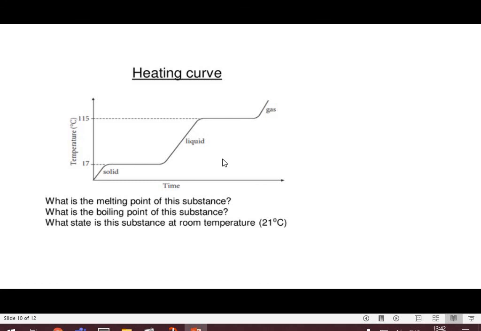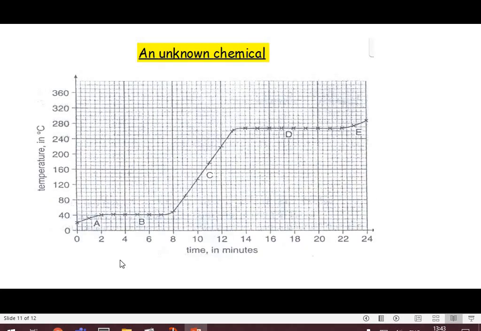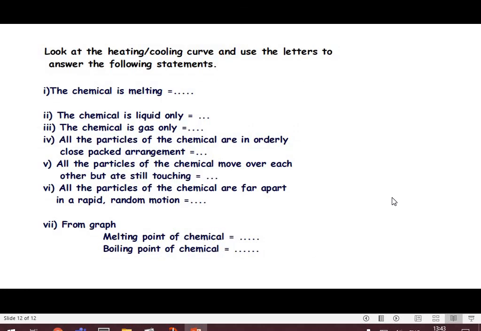So then you've got this on page 15. Have a look at that heating curve and try and answer those questions. So it's going from a solid to a liquid to a gas. Remember what's happening now where it flattens out. Then you've got an unknown chemical again, a heating curve because the temperature is going up as the time goes on. And you've got questions to go with that on page 17.